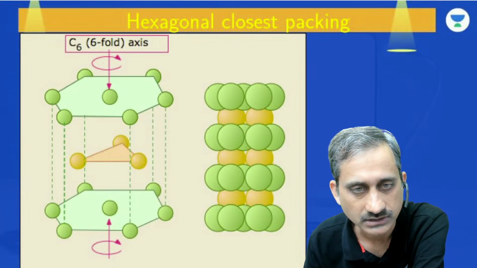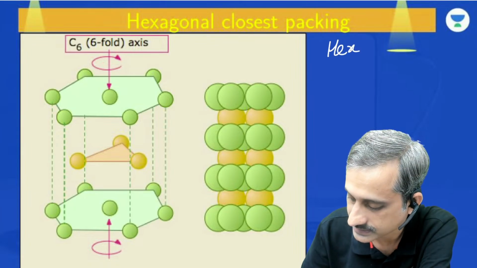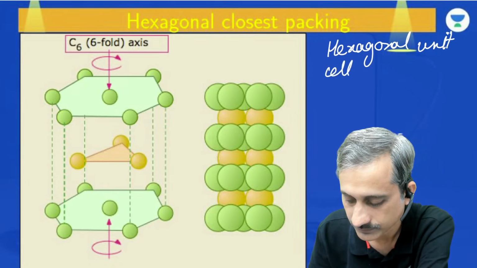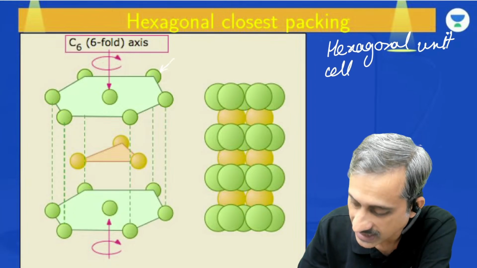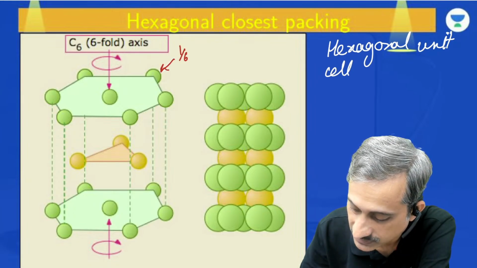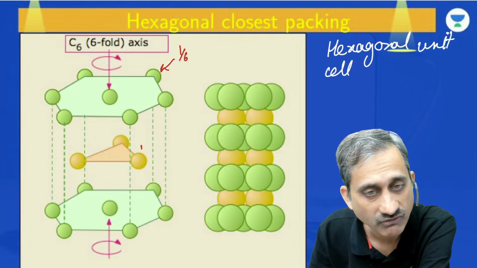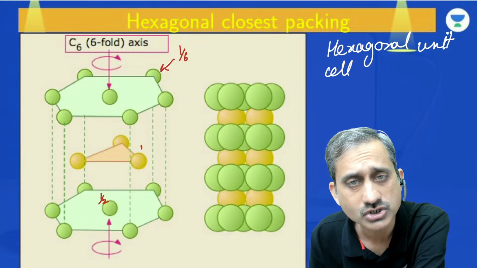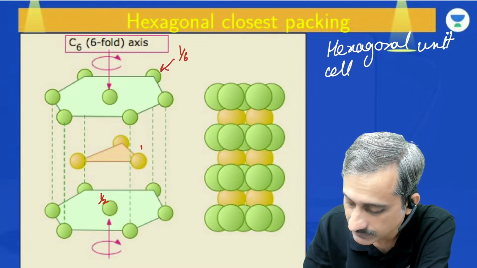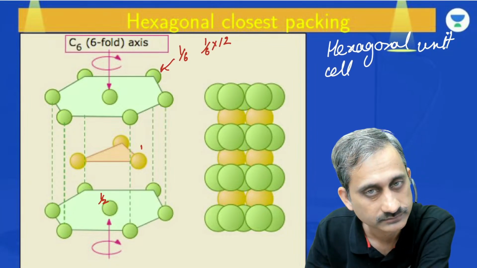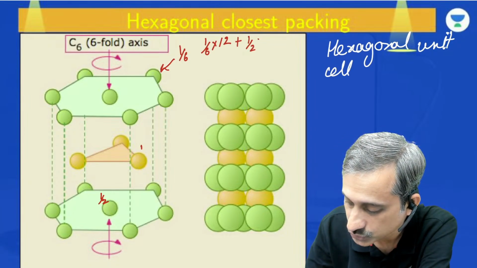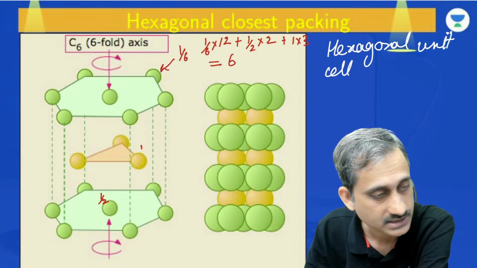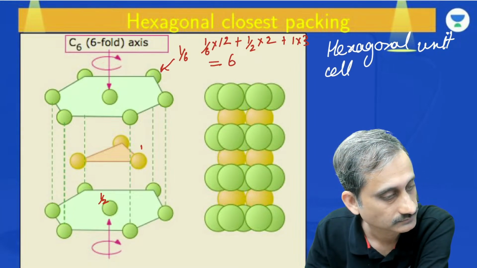Now this is the hexagonal unit cell. Now please remember this particular atom. This particular atom has a contribution of 1 by 6. This atom has a contribution of 1. This atom has a contribution of 1 by 2. So if anybody asks you what is the total contribution of the particles in the hexagonal unit cell, it will come out to be 1 by 6 into 12 plus 1 by 2 into 2 plus 1 into 3. The total value will come out to be 6.